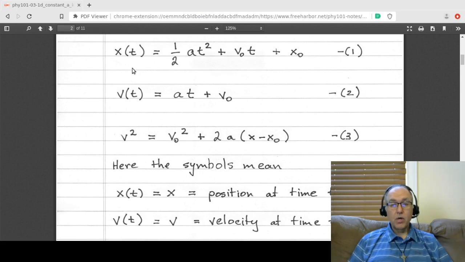All right, so remember, all of your kinematic information is in this position function. So here it is. This is x, the position, as a function of time. Okay, and this can be derived from that. All right, so here's your velocity as a function of time. And then there's the third equation. And this third equation isn't a unique equation. It's actually obtained from the other two equations by eliminating time between them.